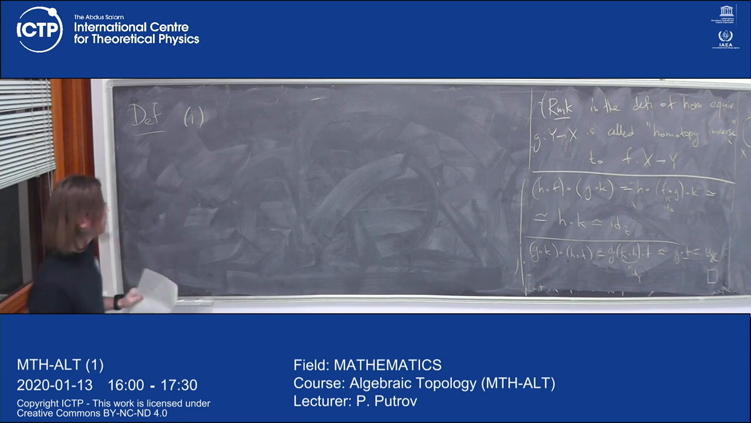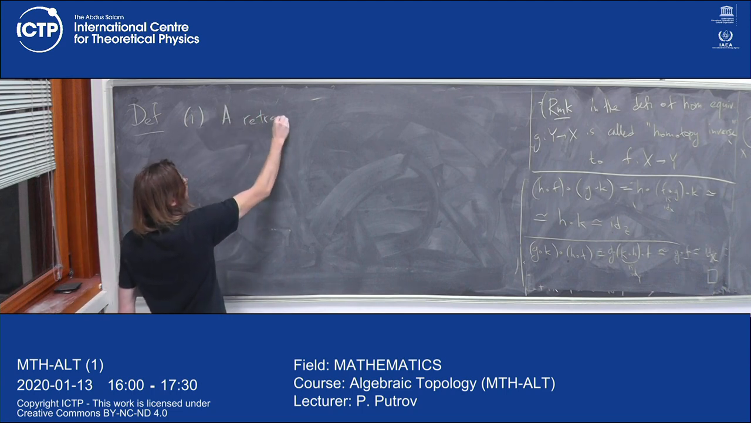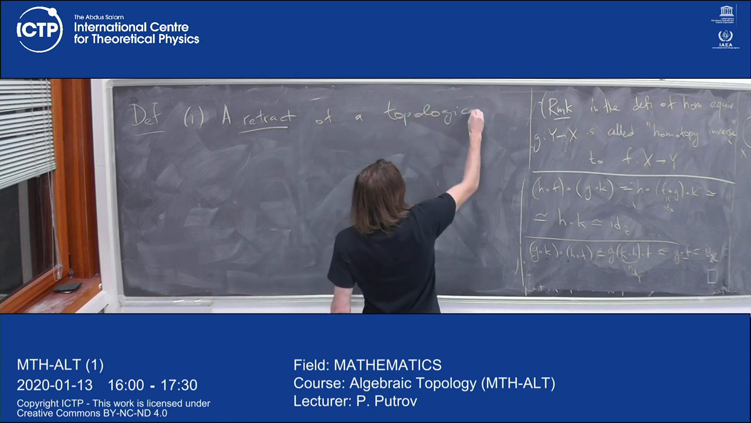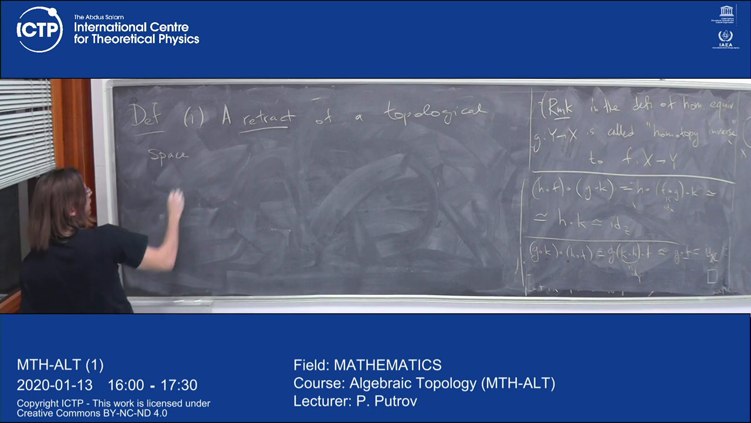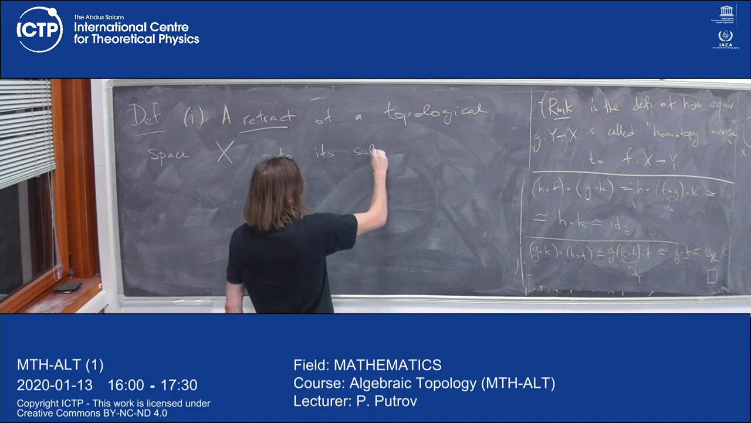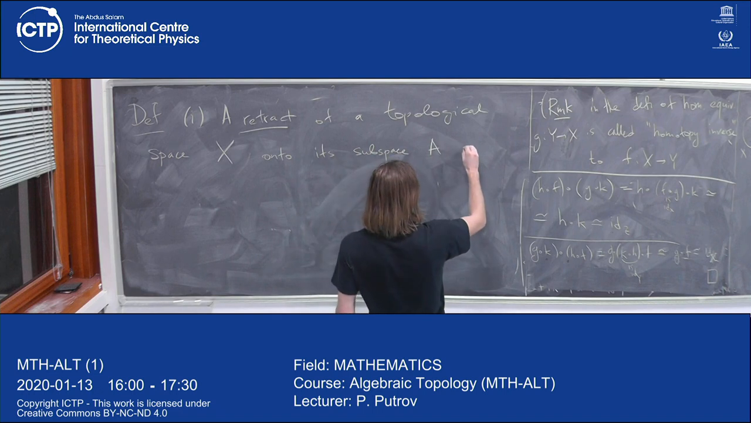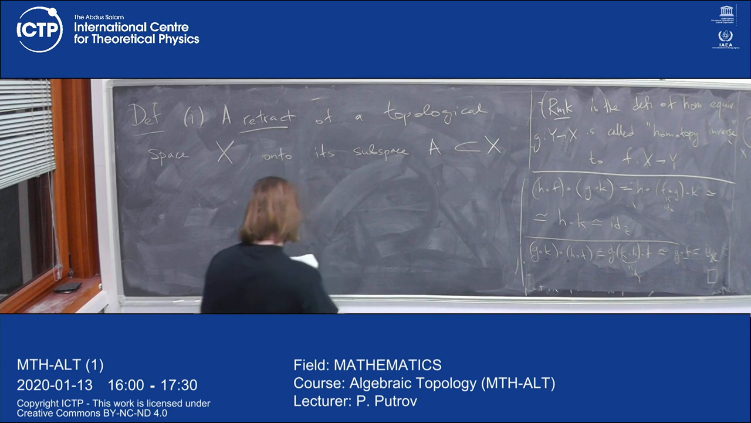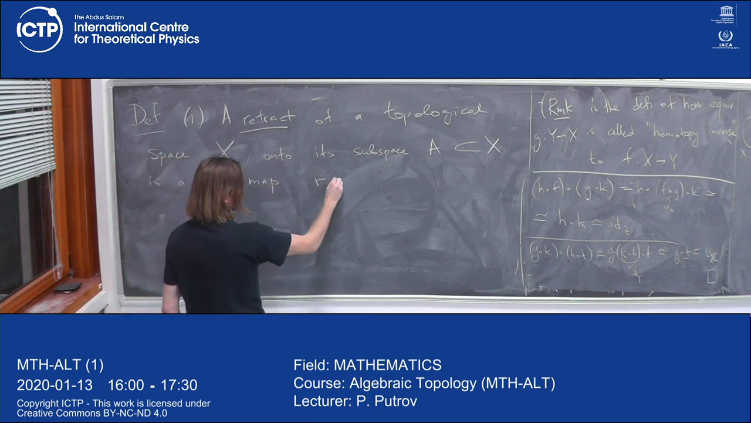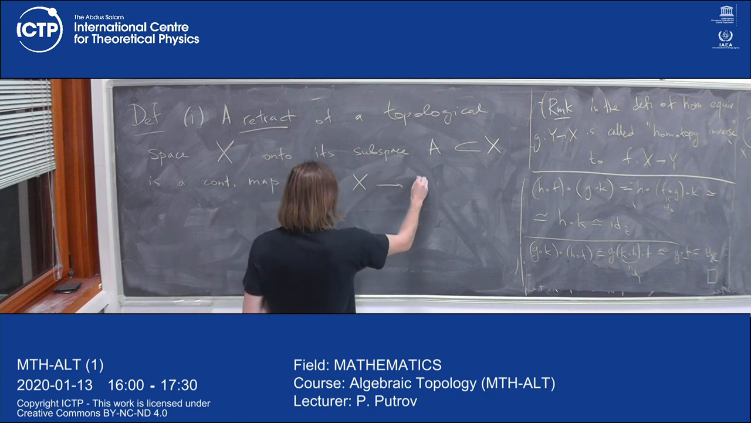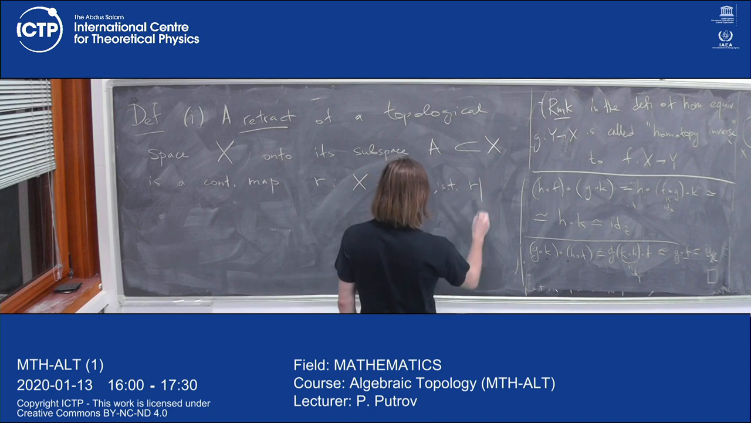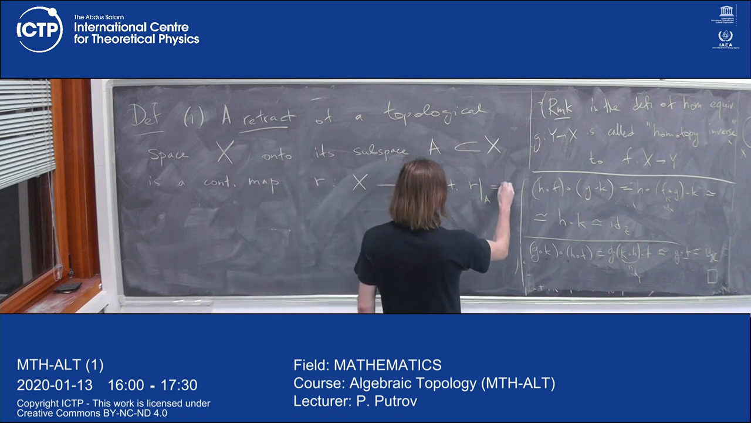So there will be two parts of the definition. The first part is the following. A retract of a topological space X onto its subspace A is a continuous map R from X to A, such that if I restrict this map to the subspace A of X, it is the same as the identity.